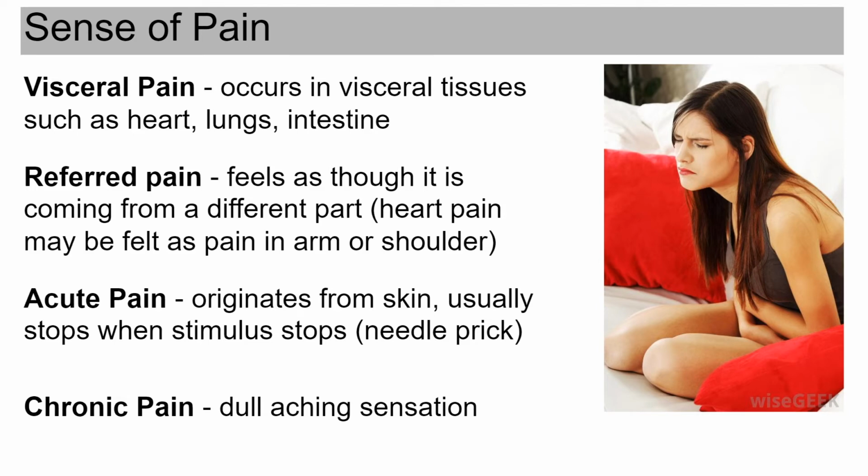Acute pain originates from the skin, usually stops when the stimulus stops, so getting a needle prick, a paper cut, something like that. And then chronic pain is a dull, aching sensation, and this is obviously chronic, it's continual. This would be more similar to cramps or something like that, which do typically go away, but sometimes people are in constant pain due to some sort of chronic pain caused by different things like rheumatoid arthritis or something like that.